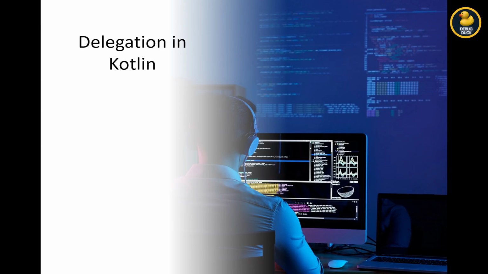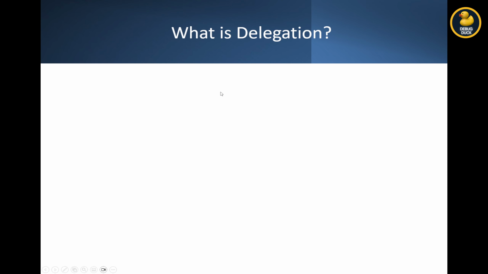How can a class reuse functionality from another class without inheritance? For example, a logger class handling logs for multiple classes, a repository delegating data access to another class, properties that are lazy or observable. Kotlin provides delegation to make code cleaner and reusable. Let's talk about delegation in Kotlin.